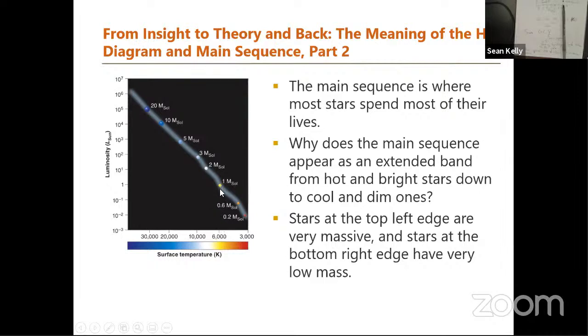And then our little sun right here lives. Actually, you're supposed to know this already. How long does our sun spend on the main sequence? Well, it's going to spend a total of 10 billion years. You need to memorize that, okay? It's spent 5 billion years so far. It's got another 5 billion to go, okay?